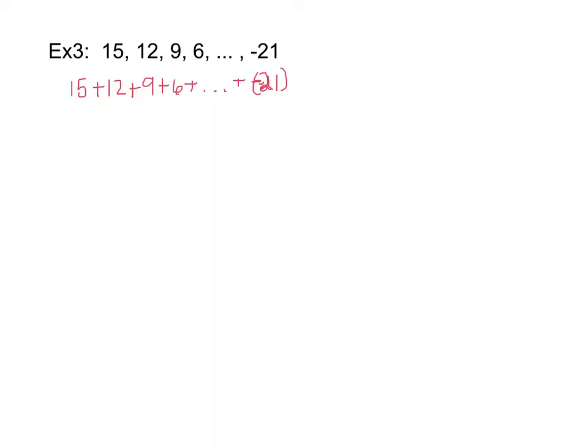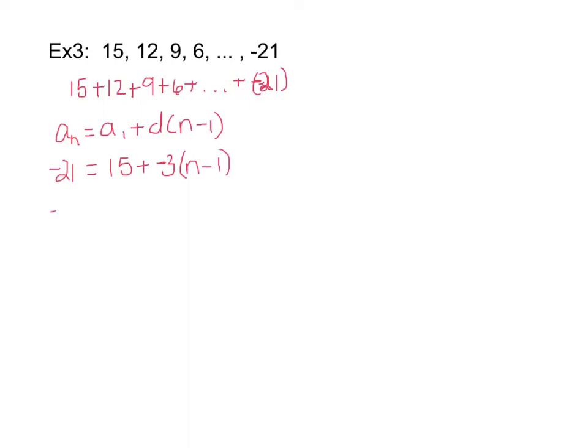Okay, so again, we don't know what our number of terms is, so we're going to use the explicit formula. A sub n equals a sub 1 plus d times n minus 1. Our a sub n is a negative 21. Our a sub 1 is 15. And now look and see what the difference is. It's going down, so 15 to 12 to 9, we know our d is a negative. And it's going down by 3 each time, so it's a negative 3. And then we don't know what our n is, so we're going to try and find that.